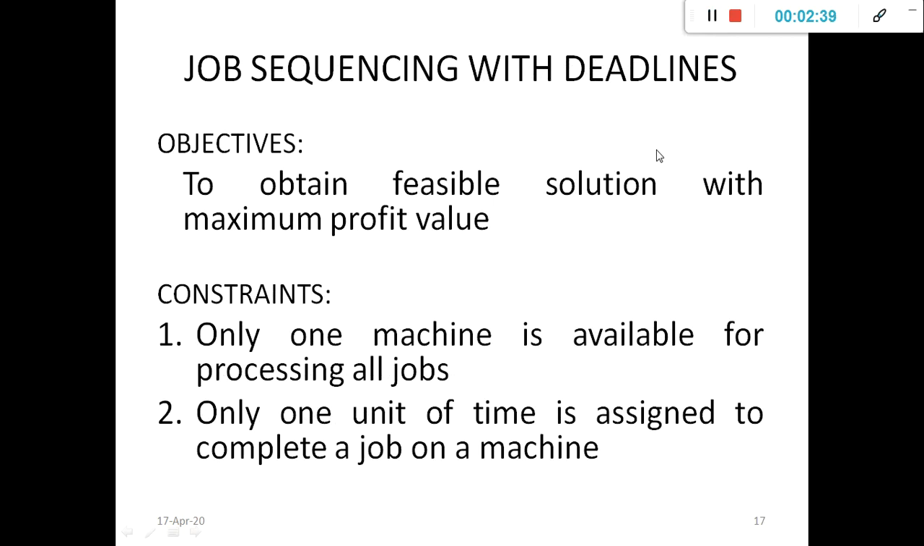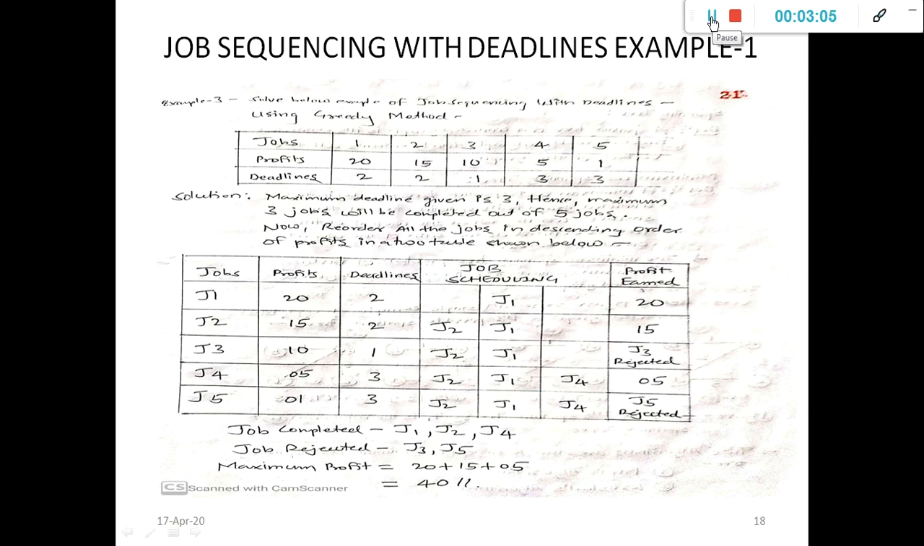From the problem statement of job sequencing, it's clear that the objective is to obtain a feasible solution that gives maximum profit, and the constraints are that only one machine is available for processing all the jobs and only 1 unit of time is assigned to complete a job on a machine. Now let us solve one example of job sequencing using greedy method.